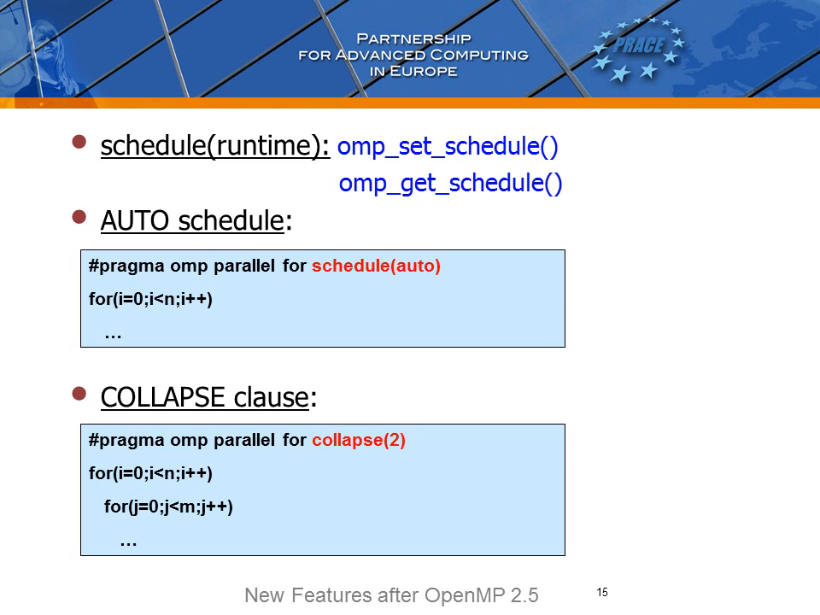There is a new clause called collapse for the loop construct in version 3.0. The collapse clause is used to parallelize perfectly nested multidimensional loops without using nested parallelism. It takes a constant positive integer as a parameter, which determines how many loops are collapsed. The compiler then forms a single loop and parallelizes it.